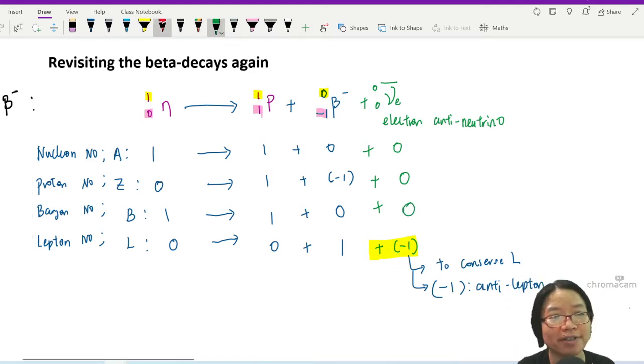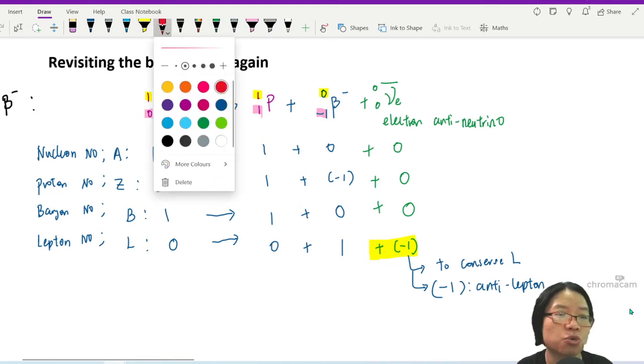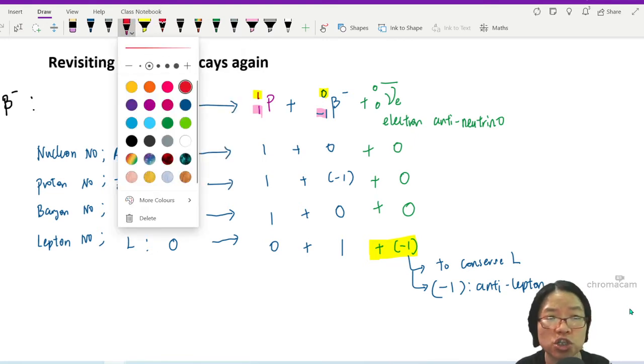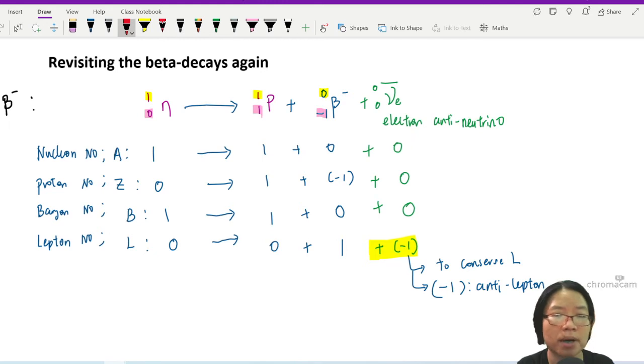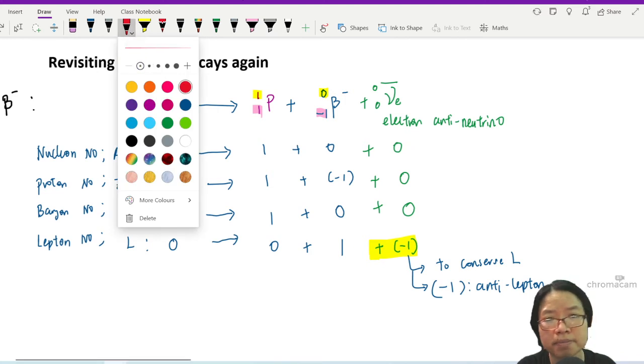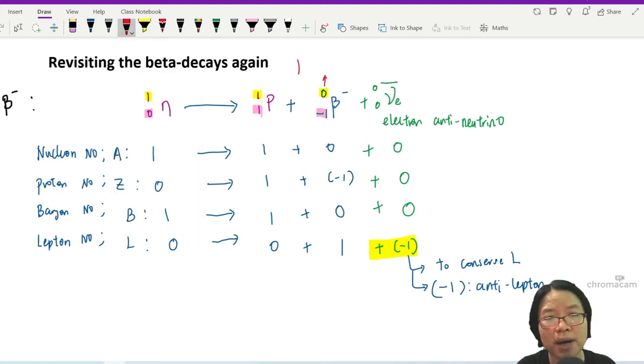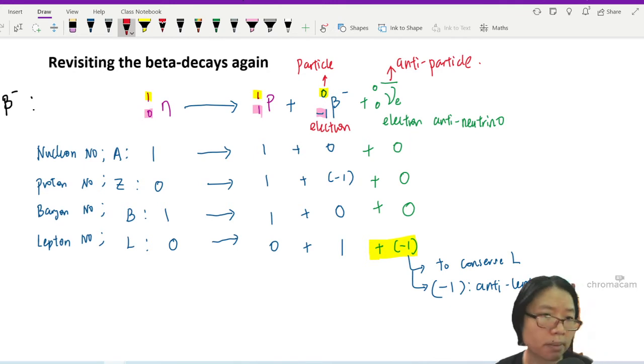So when you balance, or let's say you are asked to balance the equation, always think about how you must pair a particle with an anti-particle. So this one is a particle, which is actually an electron, right? So you must pair it with an anti-particle. Why? To conserve the lepton number.